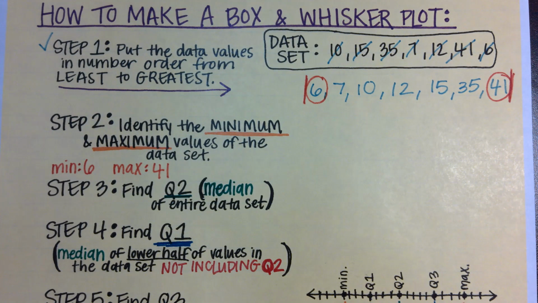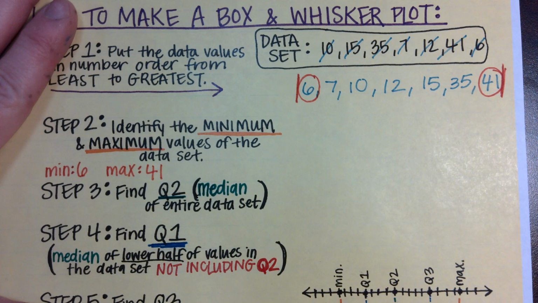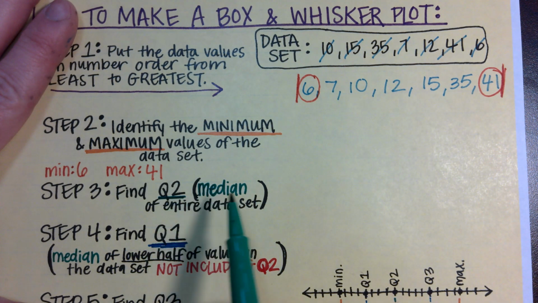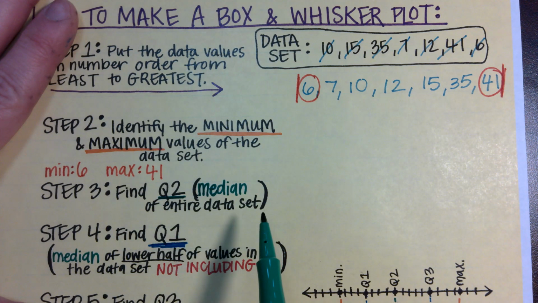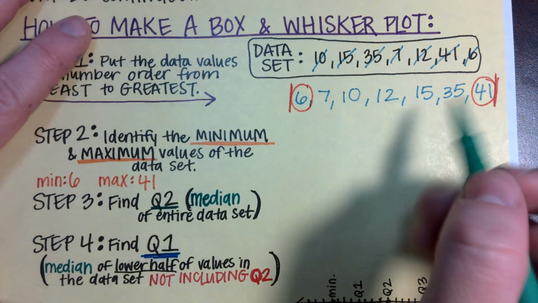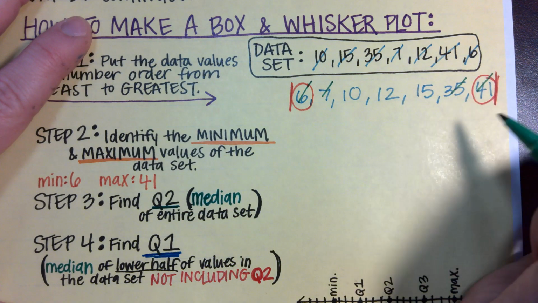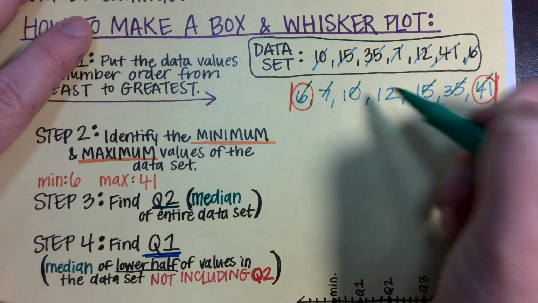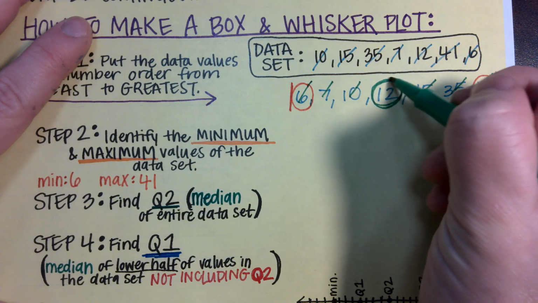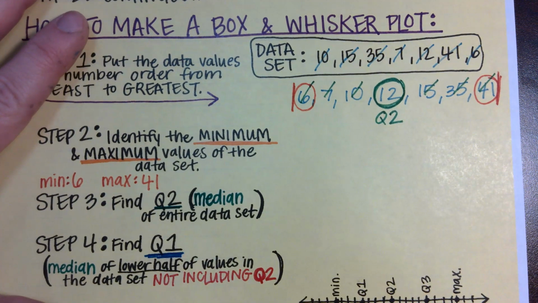We need to go to step 3, which is to find Q2. Q2 means the second quartile. Okay, that's a big fancy word. It really just means that we're finding the median of the entire data set. So how do we find the median of this data set? Count both ways. Yeah, let's count into the middle. So 6 and 41, 7 and 35, 10 and 15. Ah, there it is, 12. So that is Q2, or our median.